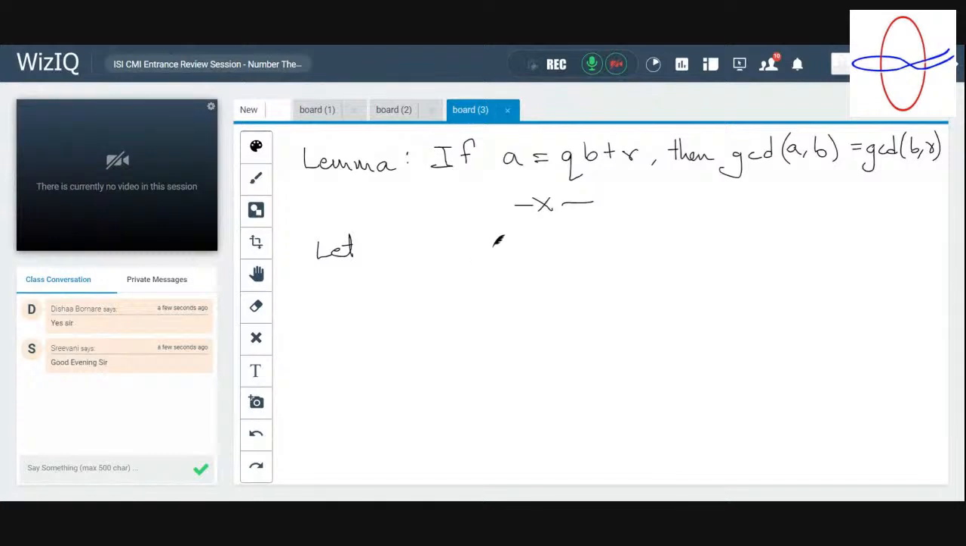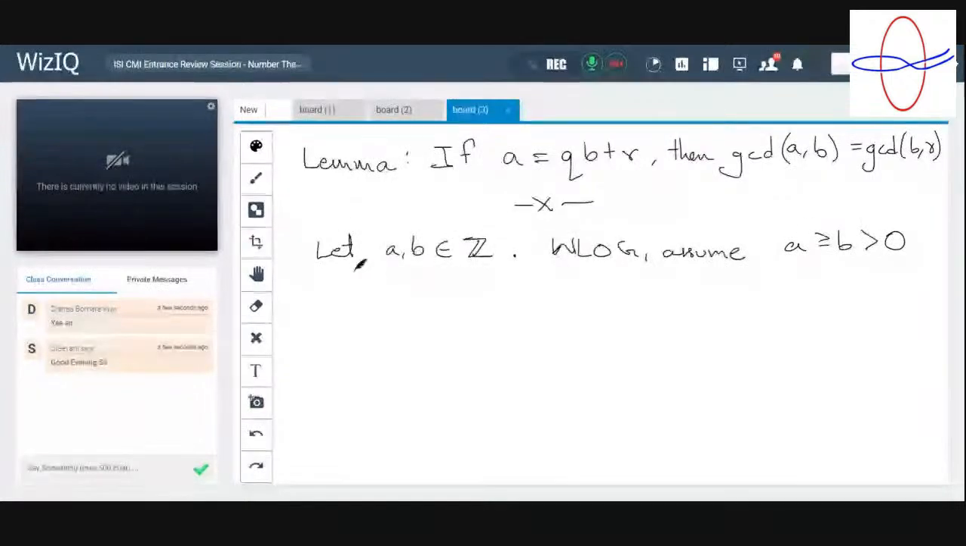Let A and B be two integers whose GCD is to be found. So that's what we're trying to find. You can assume without loss of generality that they are both non-negative and that A is greater than or equal to B. You can even assume they are both positive as a matter of fact. If it's zero, then you don't really need to find the GCD, do you?